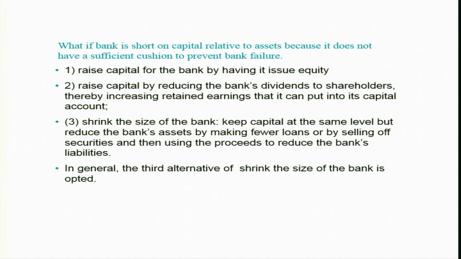The third option is to shrink the size of the bank. That means keeping capital at the same level, but reducing the bank's assets by making fewer loans or by selling off securities and using the proceeds to reduce the bank's liabilities. In general, the third alternative of shrinking the size of the bank is opted for, because raising capital by issuing equity, diluting the shares, will not go well with shareholders, and similarly reducing the dividends to the shareholders also won't go well with them.